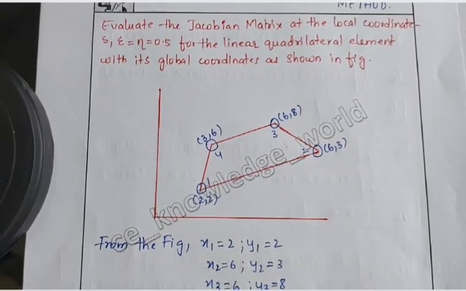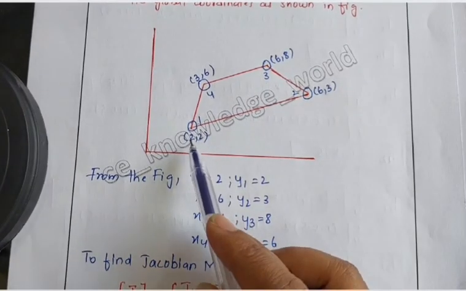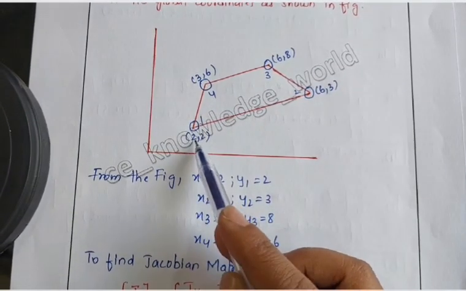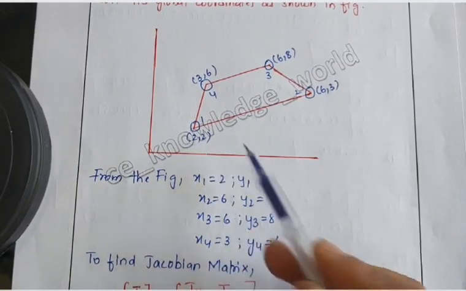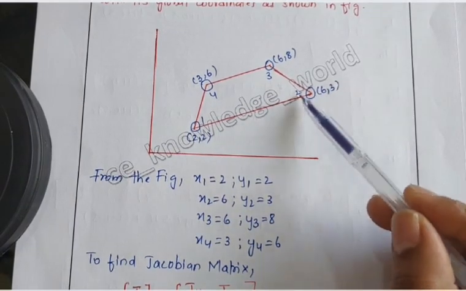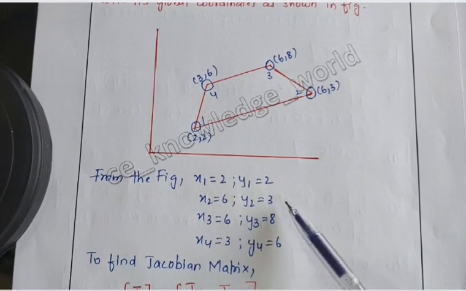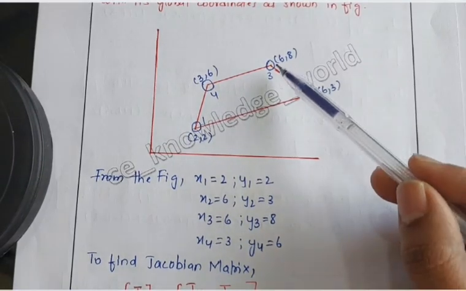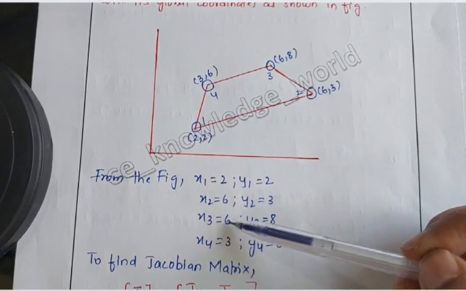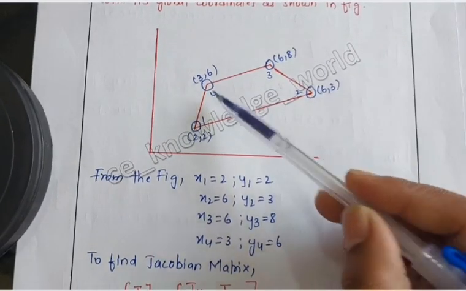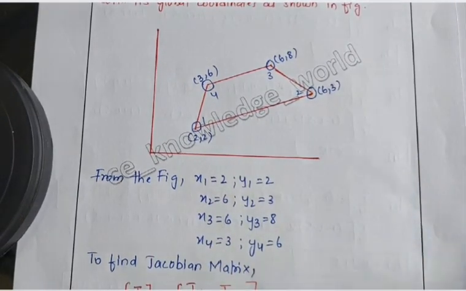How we are considering these points: this is the first coordinate, x1, y1, where x1 is 2 and y1 is 2. This is the second coordinate, x2 and y2, where x2 is 6 and y2 equals 3. In the same way this is coordinate 3, x3 comma y3, and this is coordinate 4, x4 comma y4.